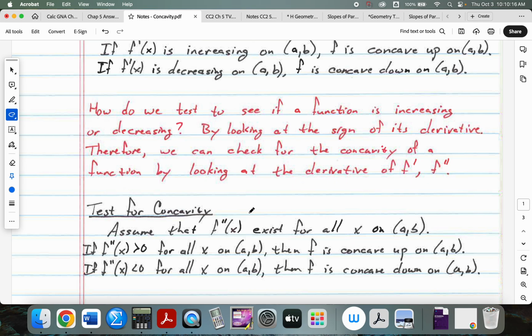Why am I making such a big deal out of that? Because when we start looking at just graphs of the derivative, you can get concavity of the original function really quickly and really easily if you know the definition. If all you know is the test for concavity, then you're screwed.